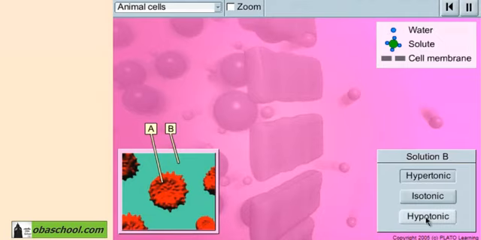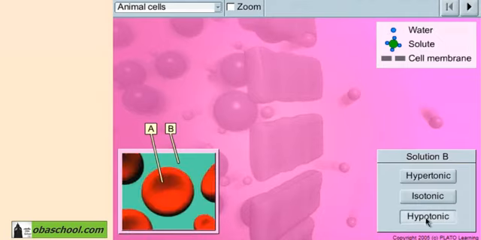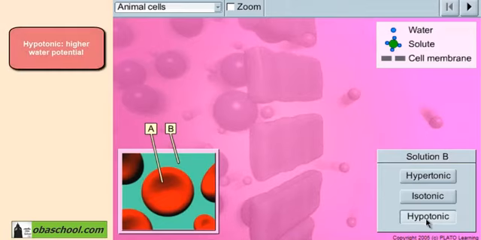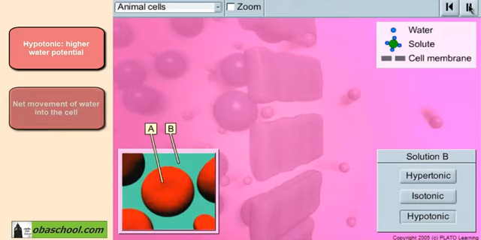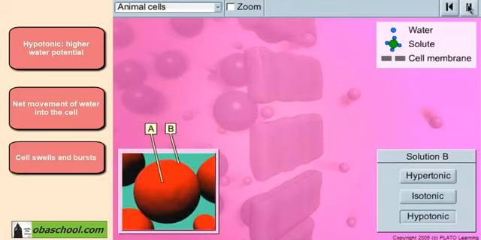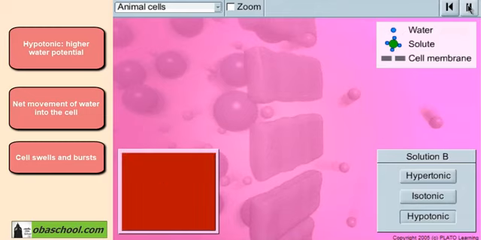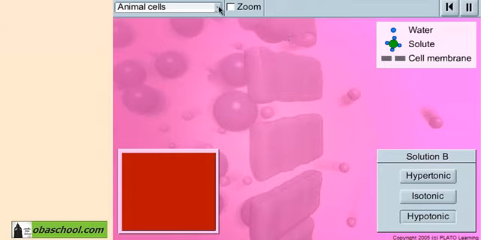And what happens if we have solution B being hypotonic to solution A? Hypotonic means it has less solutes, so it has a higher water potential. What happens is water will flow down its water potential gradient and it will enter the red blood cell, and so the red blood cell will increase in volume, and if enough water enters, it might actually burst. So this is osmosis in animal cells. Now let's look at plant cells.